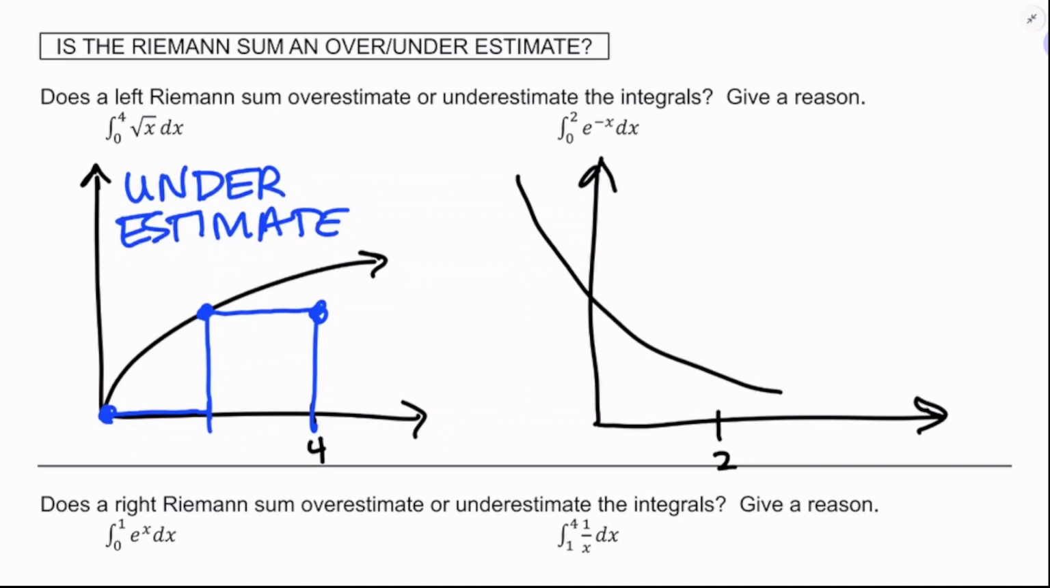Okay, so if I'm going to use a left Riemann sum, I'll divide it into two subintervals, and I'll use the left edge. I'll see that I'm overestimating the true amount of area under the graph of e to the negative x between x equals 0 and x equals 2. So I'm going to say that this is an overestimate.